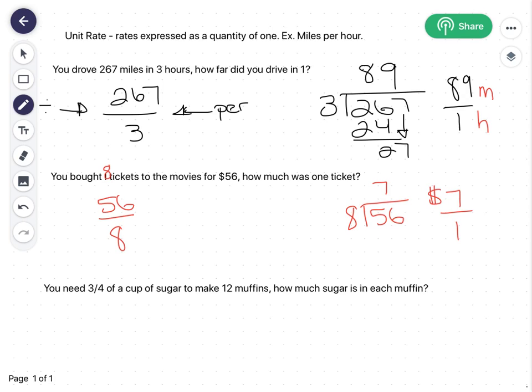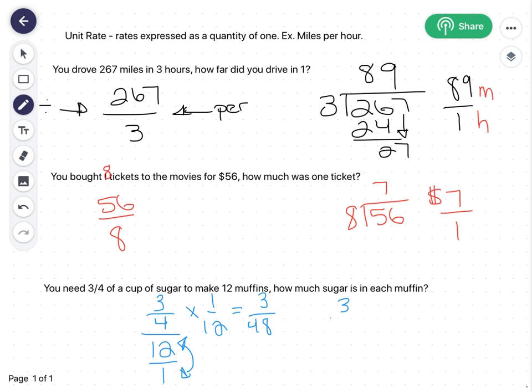So same process, even if it's fractions. So we have 3/4 per 12 muffins. Now we're dealing with fractions and not just whole numbers. So we have 3/4 divided by 12/1. We know that we multiply by the reciprocal. So 3/4 times 1/12 gives us that 3 times 1 is 3, and 4 times 12 is 48. So you need 3/48 of a cup per muffin of sugar.